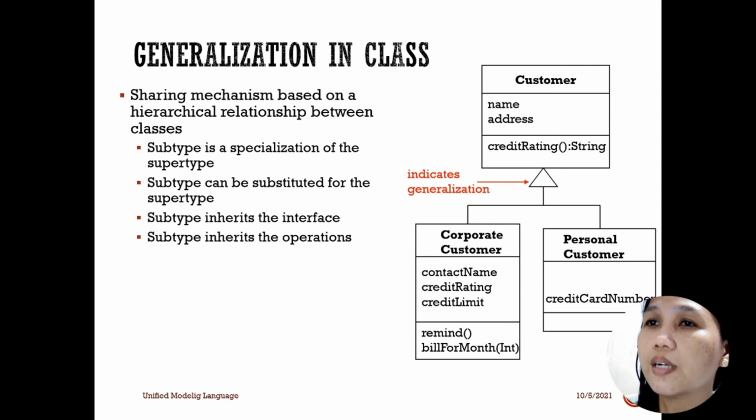Generalization in class means a sharing mechanism based on a hierarchical relationship between classes. An arrow up indicates generalization. Under the customer class, we have the corporate customer and then the personal customer.